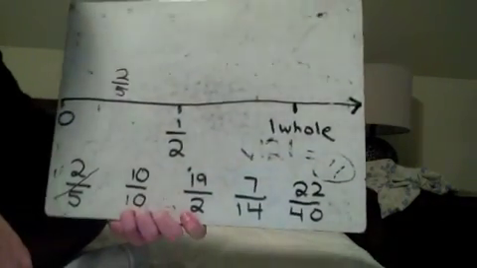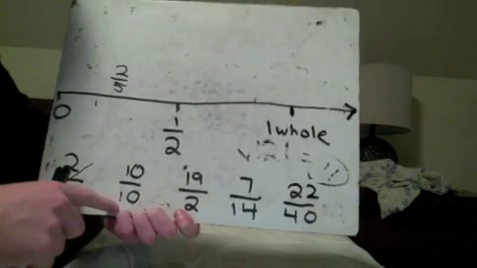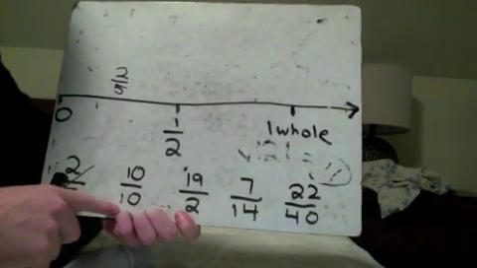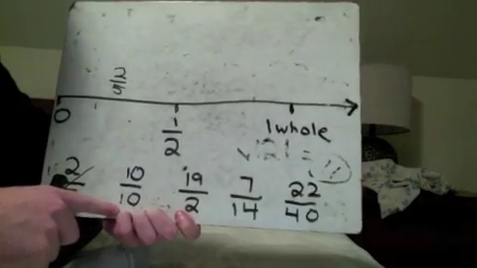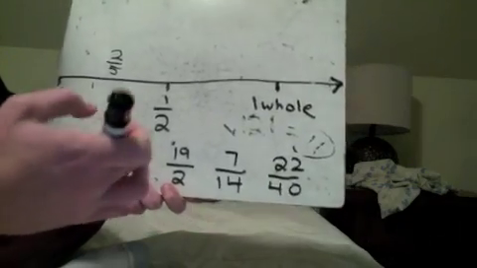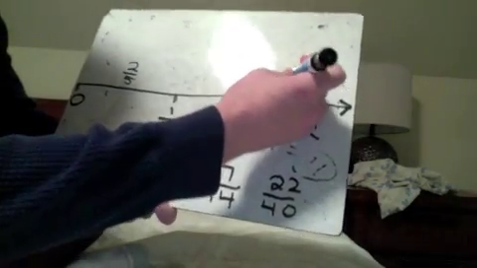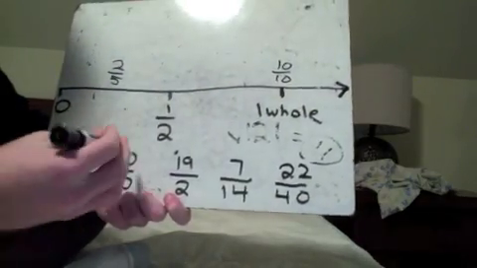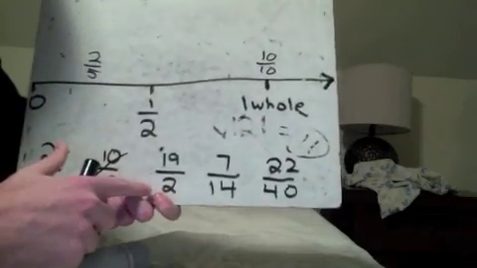10/10. I can look at 10/10 and I automatically know that if a pan is cut into 10 brownies and I have 10 of them, I've got the entire pan to myself. So this is going to go over the one whole category right there.